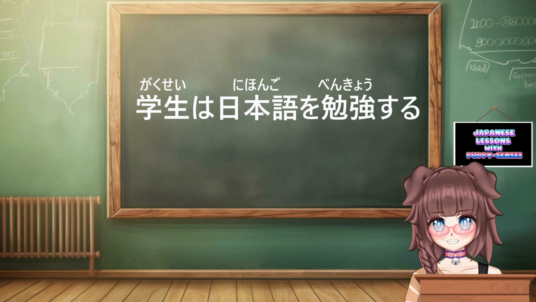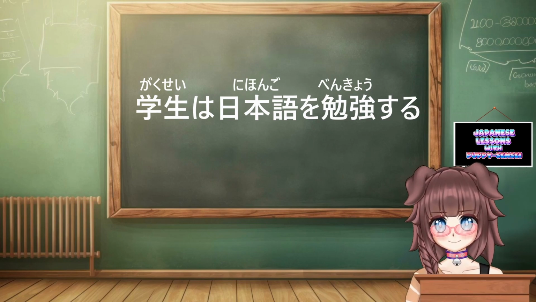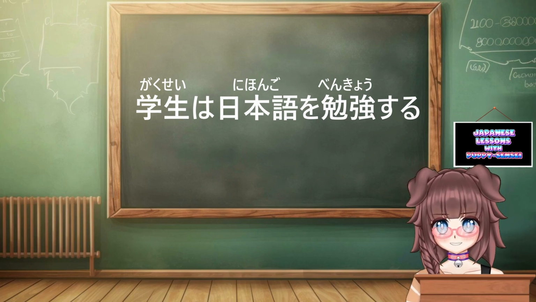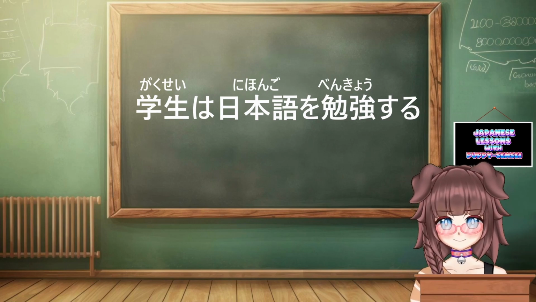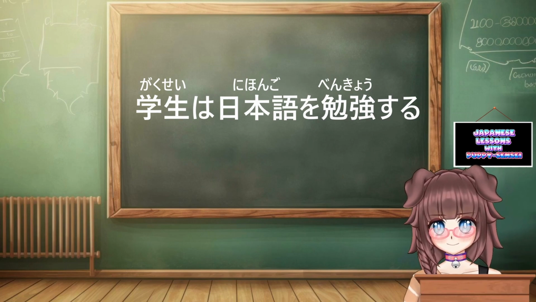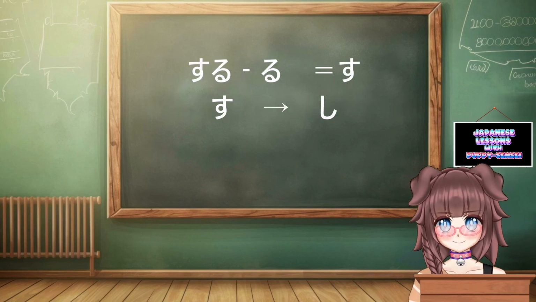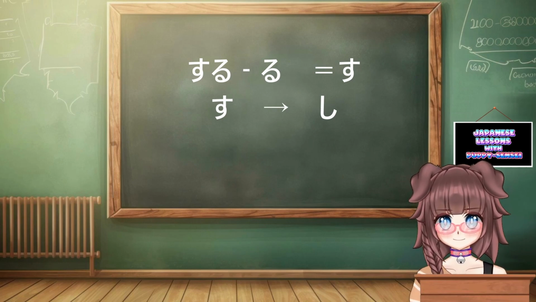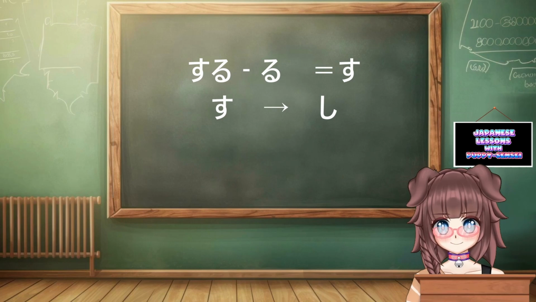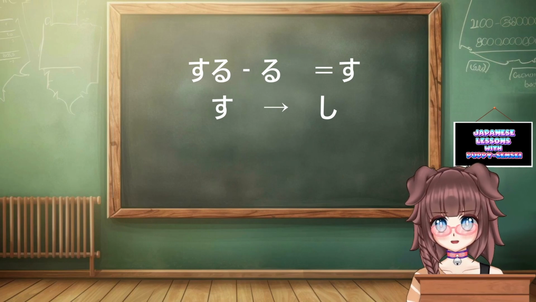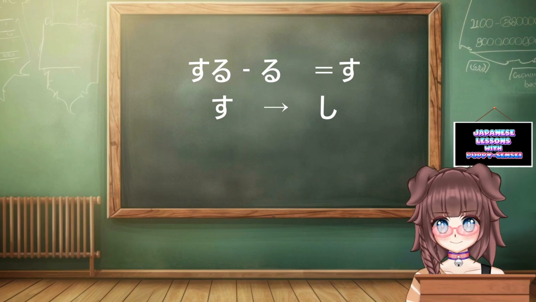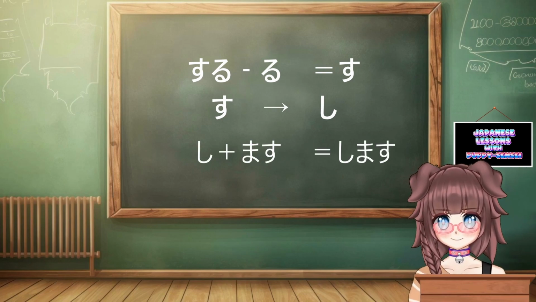Currently, as it exists now, we have the plain present tense form. Let's start by changing that to what is sometimes called the polite present tense form, which is also known as the masu form. For suru, and any suru verb, that's any noun plus suru, to form the masu form, we're going to drop the ru, and then we're going to change the leftover vowel sound in su to an e sound. So we're going to go suru minus ru, and we're left with su, and then we're going to change su to shi. And then we're going to add masu to that shi sound, and boom, we formed shimasu.